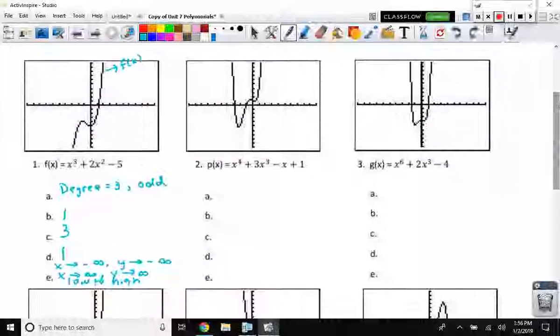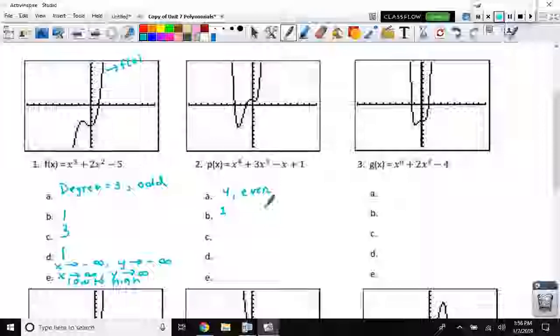Lena, how about this one? Degree? That'd be your lead coefficient. Lead coefficient is 1. What's your degree? Highest exponent 4. And that's an even number, right? Andrew, what was C? Oh, number of solutions. Number of solutions that you're going to get in this equation if you were actually to solve it. 4. How many of those solutions are real, Zach? 2.